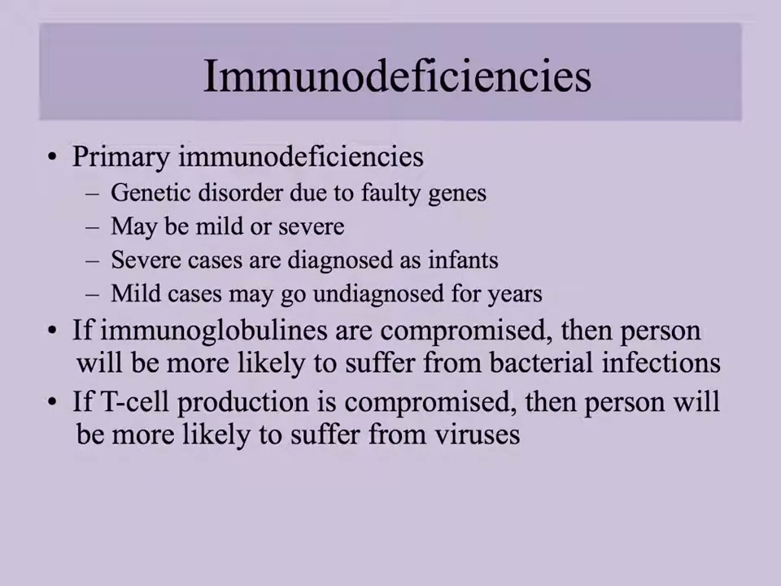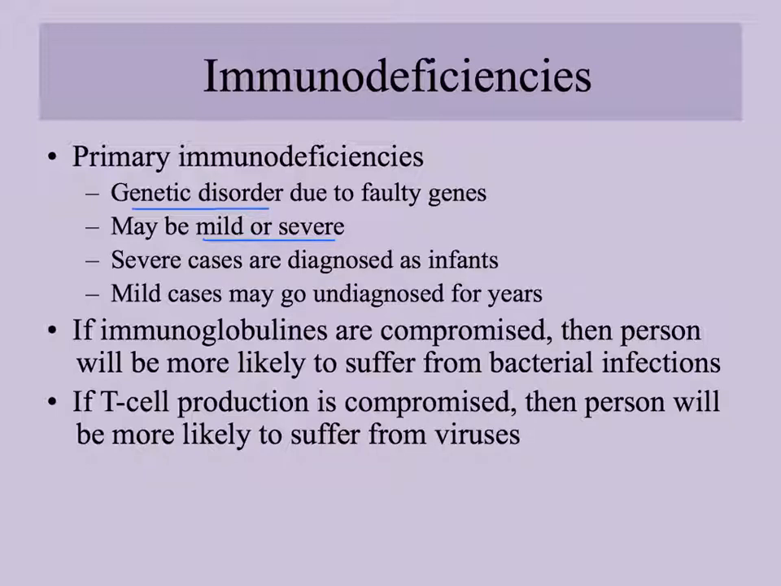Next, I want to talk about immunodeficiencies, deficiencies in the immune system itself. There are two levels: primary immunodeficiencies and secondary immunodeficiencies. In primary immunodeficiencies, you have a genetic disorder that's causing the problem. Something is wrong with the genes. A protein is not made correctly so that the immune system does not have all of its components functioning correctly. There is a continuum. Immunodeficiencies may be very mild or can be extremely severe.